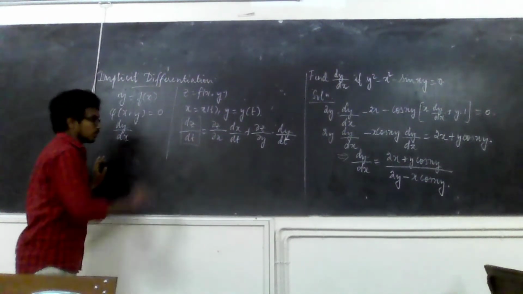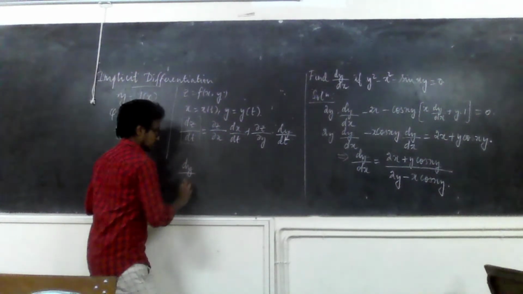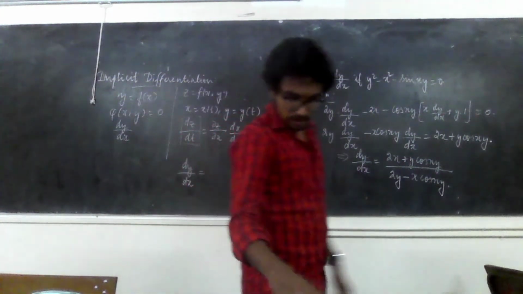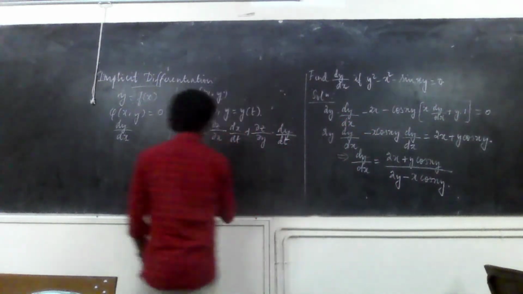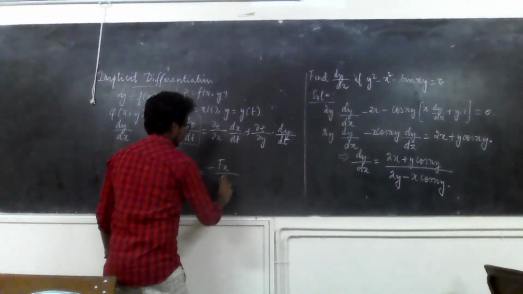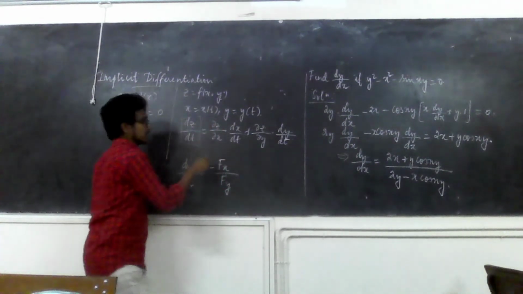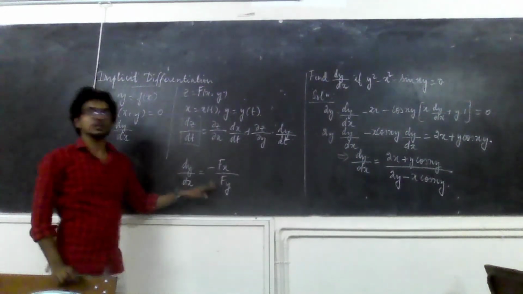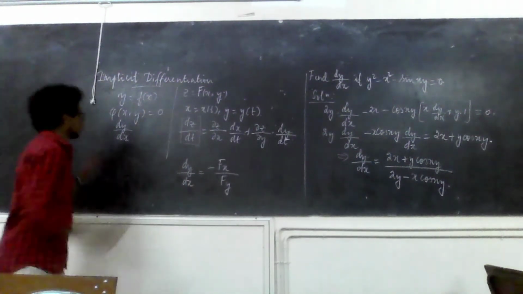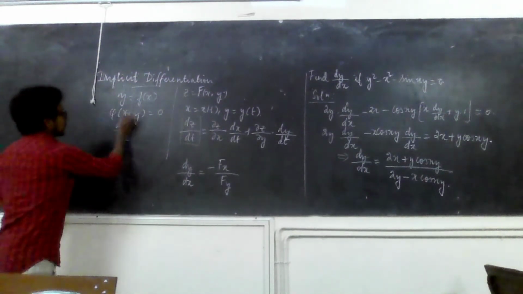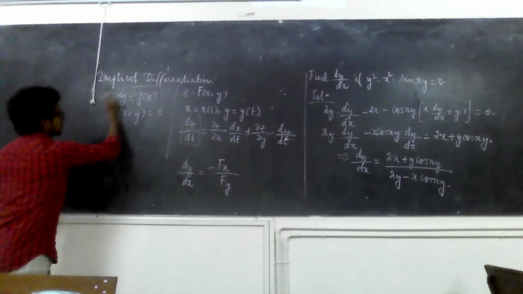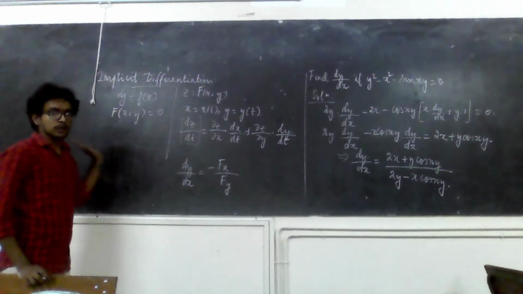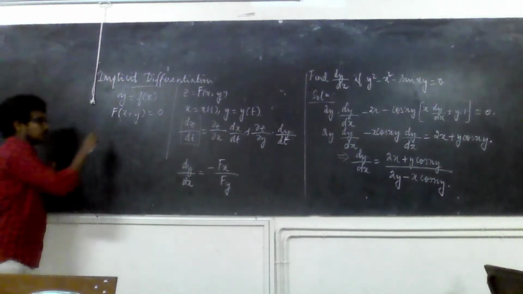Now the easy idea is that dy upon dx is minus fx upon fy. If you are given a function, be careful. If this is your function, then you may write it this way. This is the idealization. Comparing these two, we shall write this. Suppose this is given and you are asked to differentiate with respect to x.